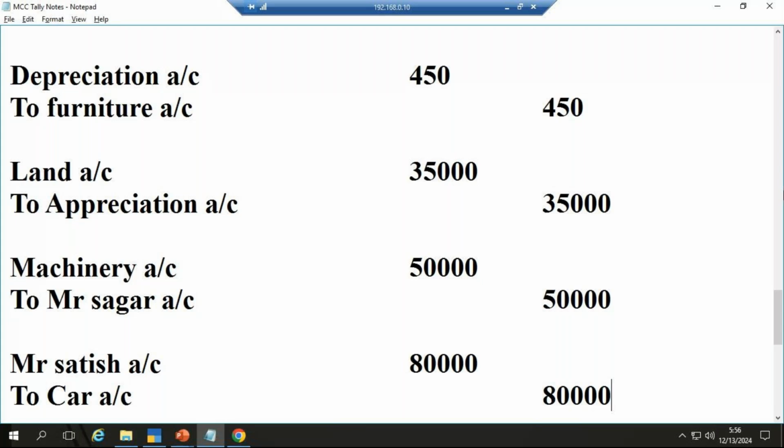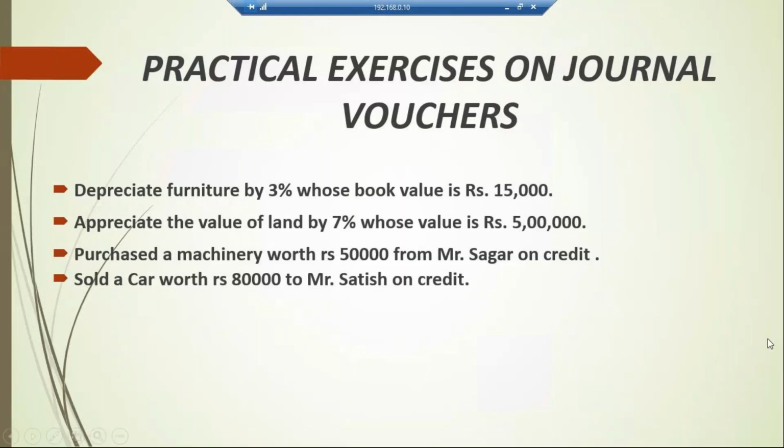Ma'am, how did you get 450 in the first transaction? See here, the value of that is 15,000. The value is reducing by 3%. So 3% of 15,000 is 450 rupees. Got it, or do I need to explain with an example? See here.